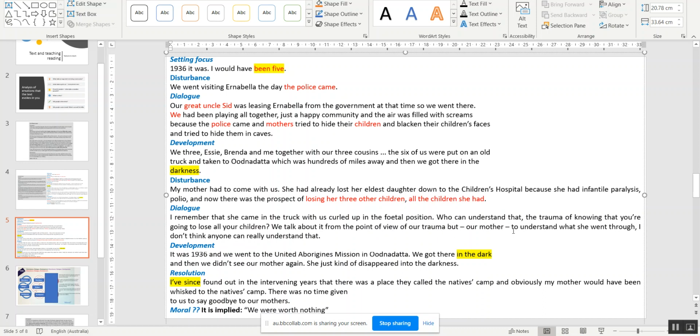But our mother, to understand what she went through, I don't think anyone. So you can see how important it is to have dialogue in a story. When I was doing this method with little Thea, who actually wanted just to copy a Wikipedia factual story, I said to her, here we have to have a dialogue somewhere in this text. If you don't create one, people will not get information. It will be too factual and there will be no perspectives in the story.